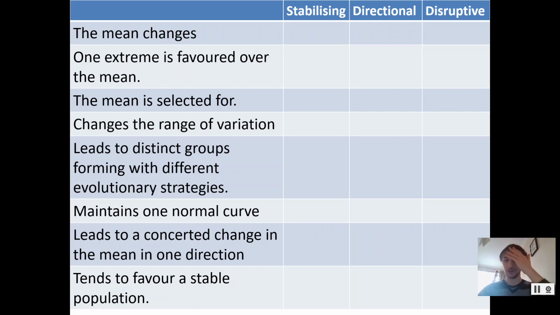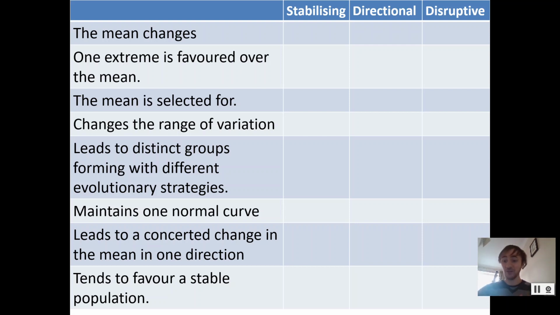The mean is selected for. Stabilising. That's what stabilising is. Changes the range of variation. Well, stabilising we said did, because you lose the extremes and everyone goes towards the middle, and so there's less variation. Directional we said didn't. The whole curve just shifts, but the variation levels stay the same. The range stays the same.